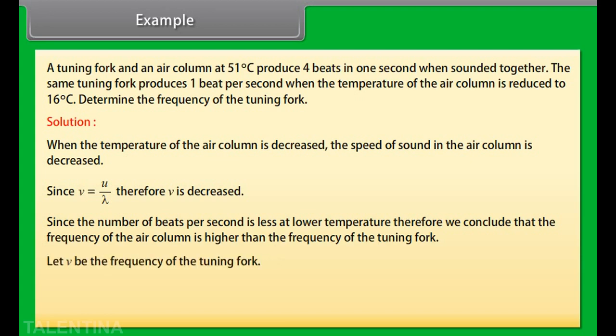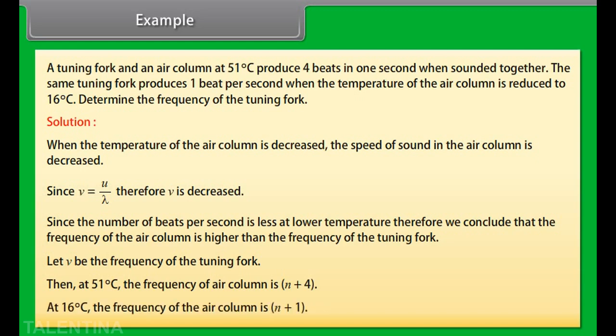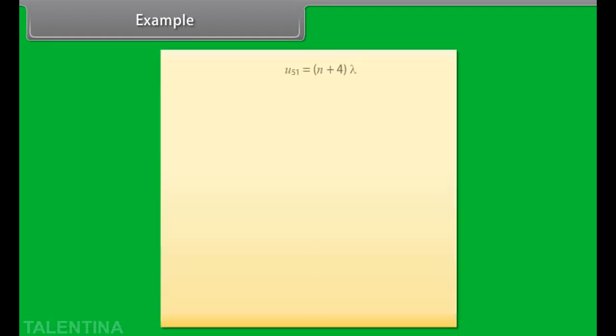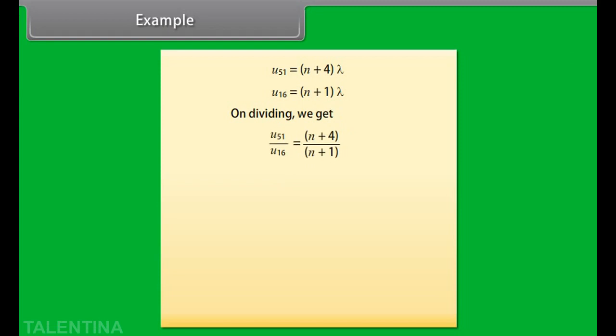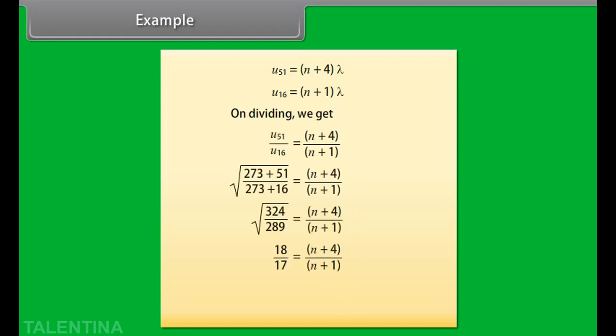Let N be the frequency of the tuning fork. Then at 51 degrees Celsius, the frequency of the air column is N plus 4. At 16 degrees Celsius, the frequency of the air column is N plus 1. On calculating with the given values, we get the frequency of the tuning fork as 50 Hz.